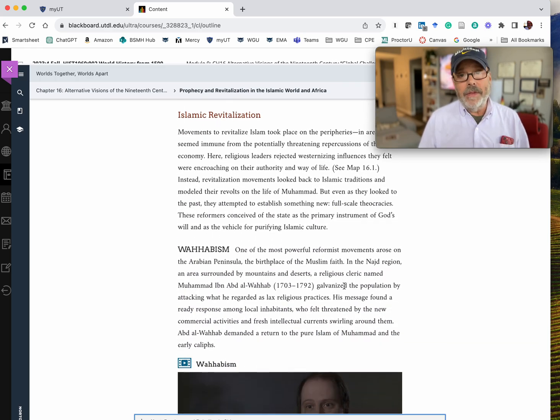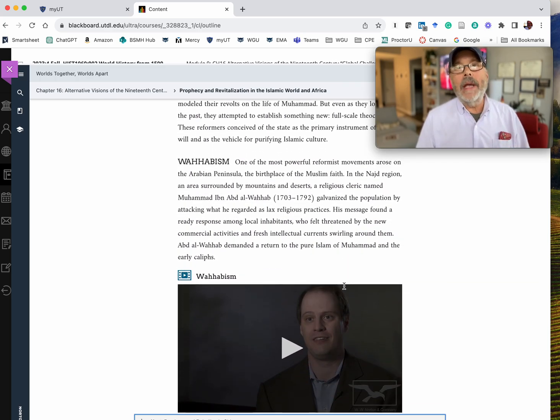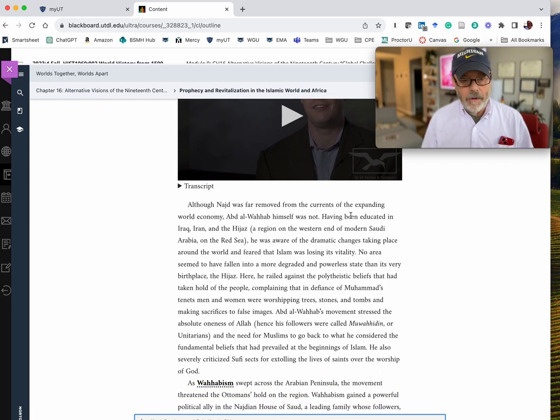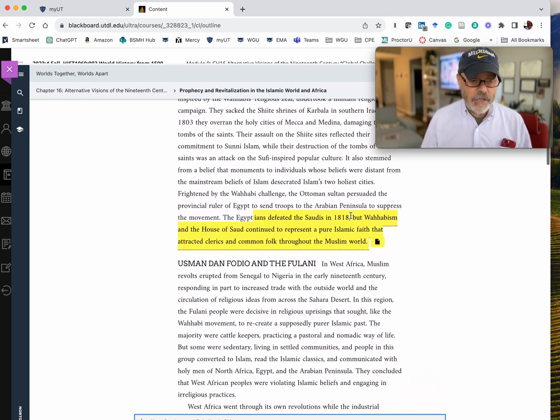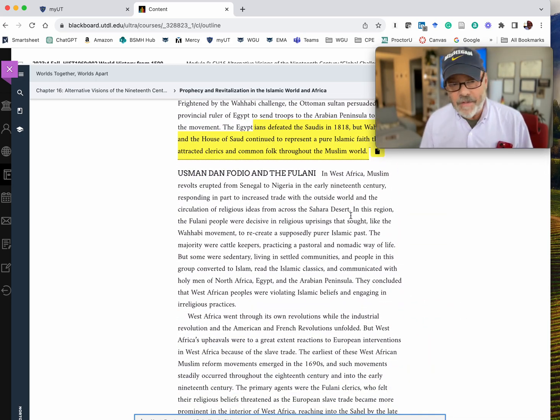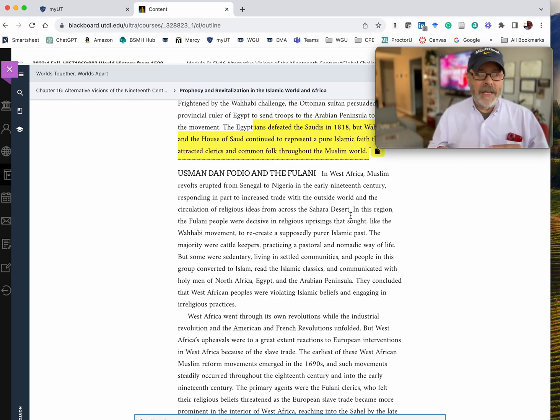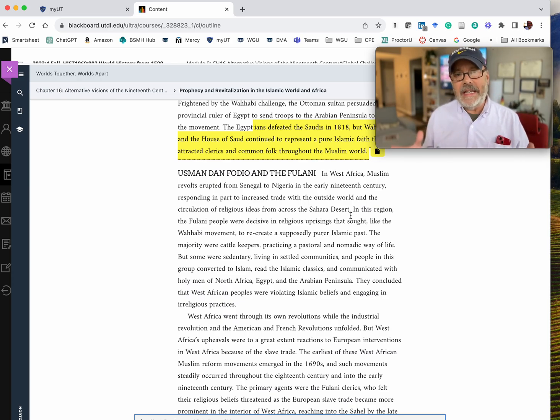Basically what this chapter talks about is the reaction in Islam to modernization. So you're going to read about Wahhabism here, you're going to read about the Sufis, and Dan Fodio and the Fulani. It sounds like a rock band, doesn't it? All these guys and all these new ideas are just stricter versions of Islam, because the leadership is seeing the corrupting influences of the outside world.